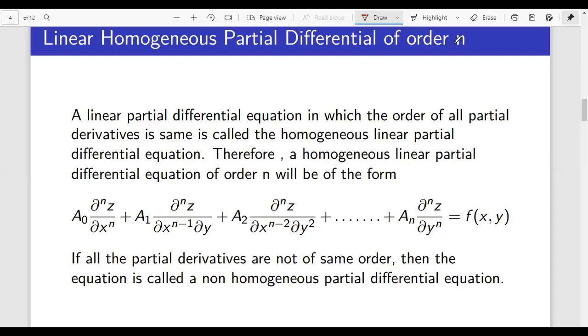Welcome students. Today we will discuss the topic linear homogeneous partial differential equation of order n. Okay, so this is of the form: a naught del n z by del x power n plus a 1 del n z by del x power n minus 1 del y.